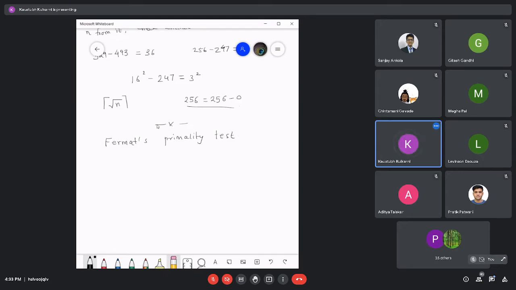Okay, so this test is for, now one very obvious thing is a prime number has to be an odd number basically. So n must be odd first of all. Prime number has to be an odd number. Then you choose b between 1 to n.